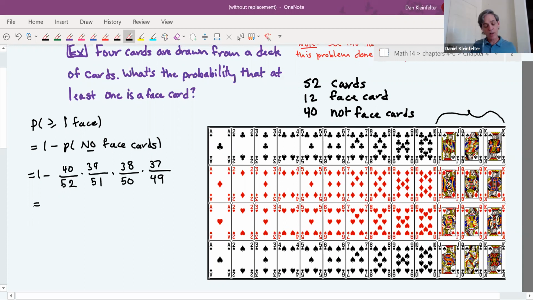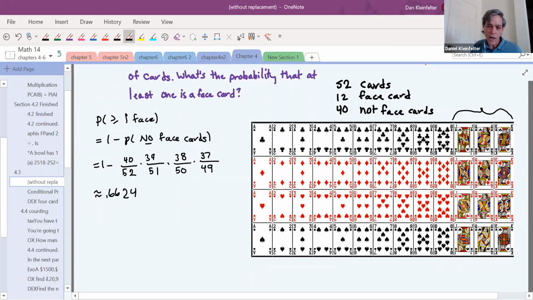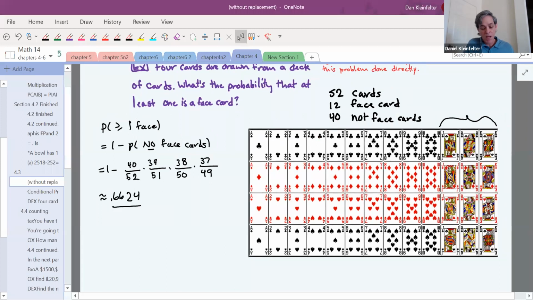All right, so let me go ahead and calculate that for us and see what we get. All right, so going through the calculations, we end up with about 0.6624. So a little under a 2/3 chance of getting at least one face card when drawing 4 cards here without replacement. So make sure that you can enter this into your calculator and get the 0.6624, and then also make sure that you understand how this formula is working to help us get the answer.